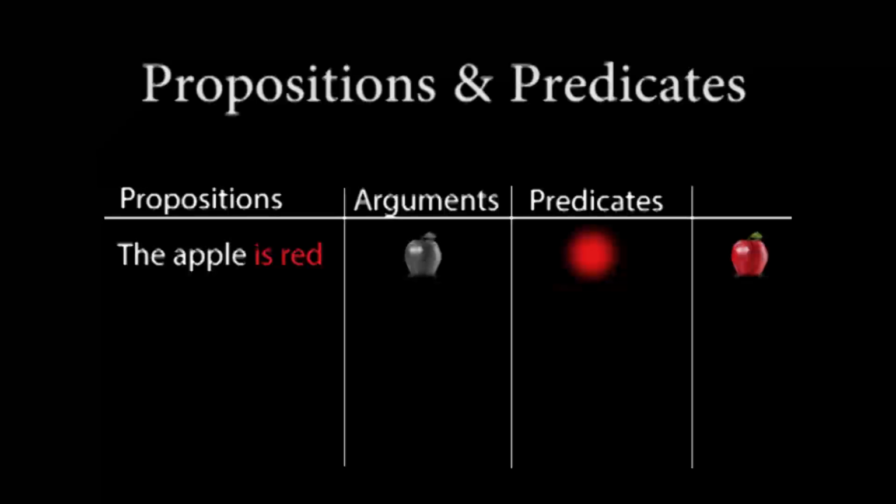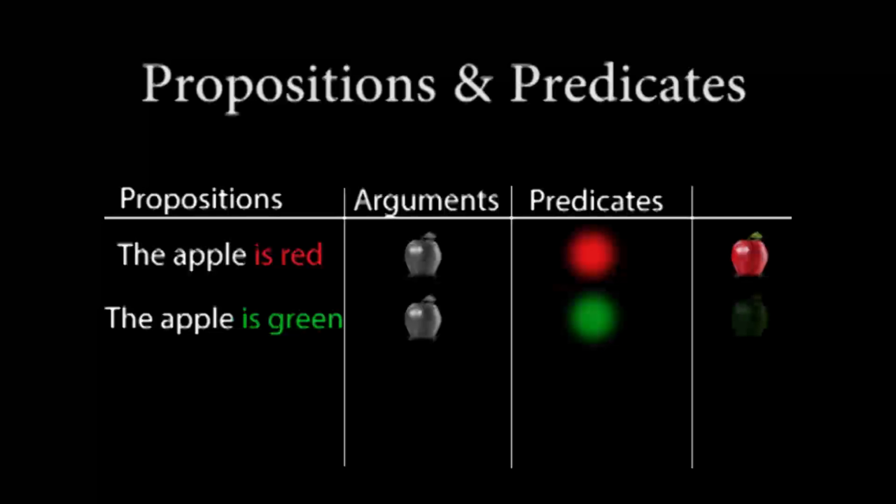The predicate is red can take any argument and insert such a redness onto it. Compare that to the apple is green. This is also a propositional statement about the same argument. However, the predicate in this statement relates the apple to greenness. By changing the predicate, we have altered the claim that the statement proposes to be true about our object.